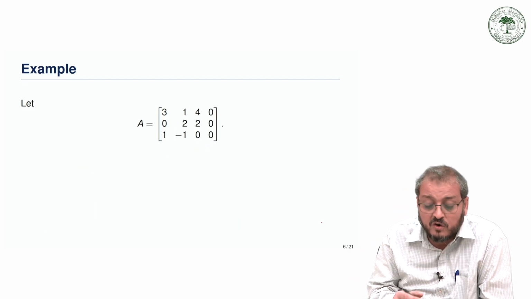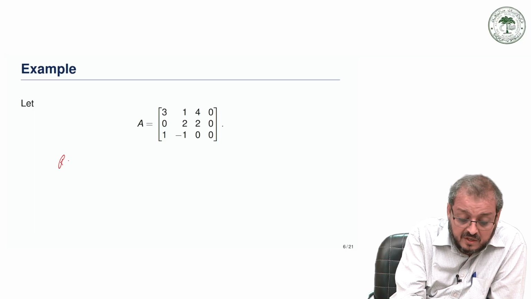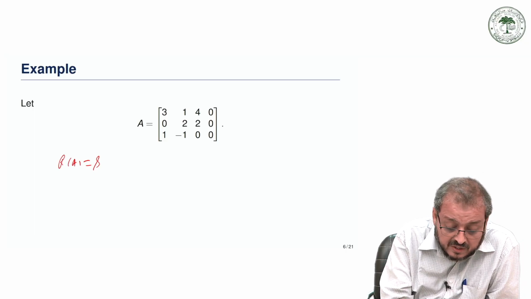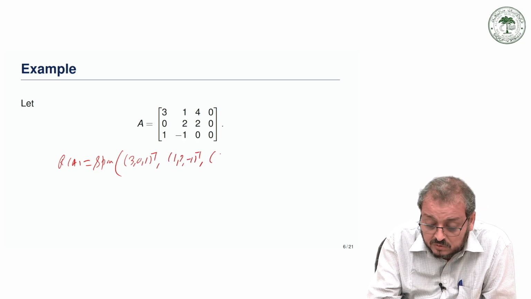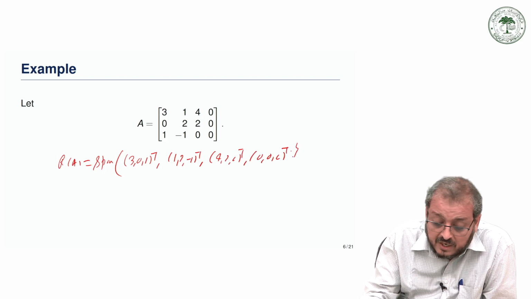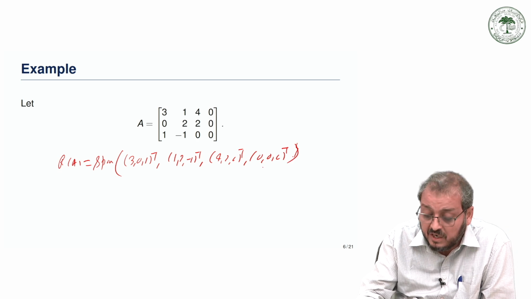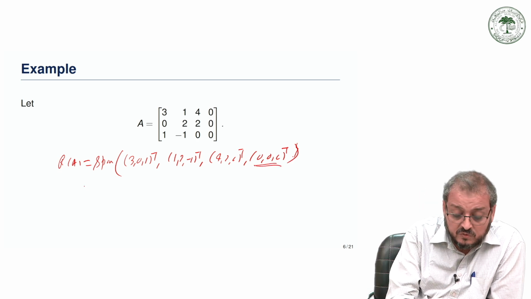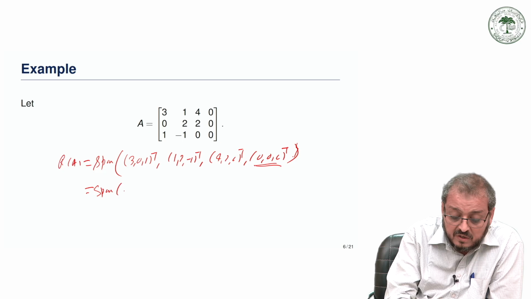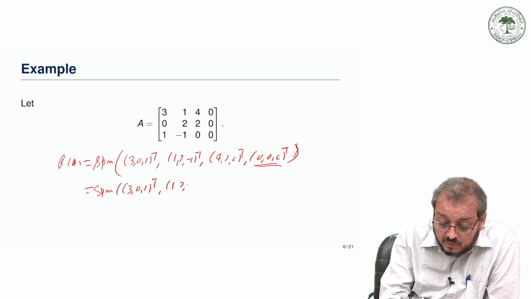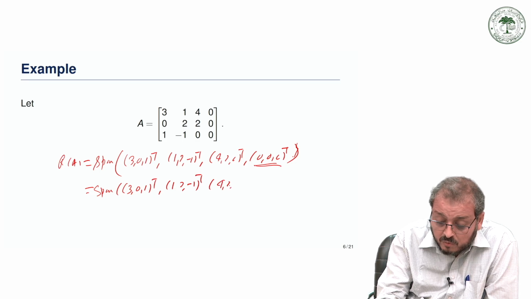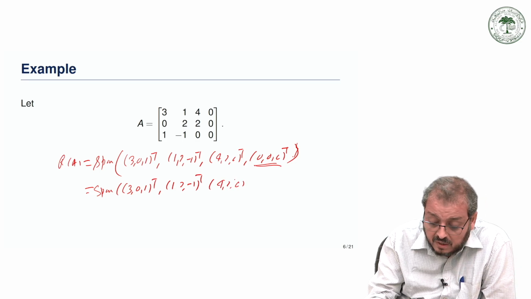Okay, now we try to find out what about this one. The range of A is the span of (3, 0, 1) transpose, (1, 2, -1) transpose, (4, 2, 0) transpose, and (0, 0, 0) transpose. Now you see clearly this set is linearly dependent because the zero vector is already there. So we can write the span as (3, 0, 1) transpose, (1, 2, -1) transpose, and (4, 2, 0) transpose.